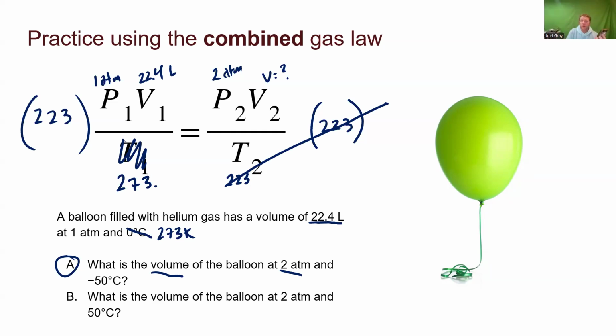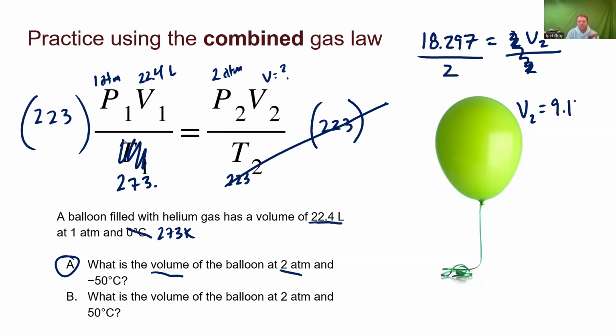So I'm going to plug this number in. I'm going to write this out as the formula that I have. I've got 18.297 equals 2 times V2. I'm going to divide each side by 2. That's going to get rid of that. Divide each side by 2, and I get V2 equals 9.15. What are my units for this? What did I just solve for, and what are my units? Perfect. Thank you, Victor. Liters. So 9.15 liters. So that is my new volume.